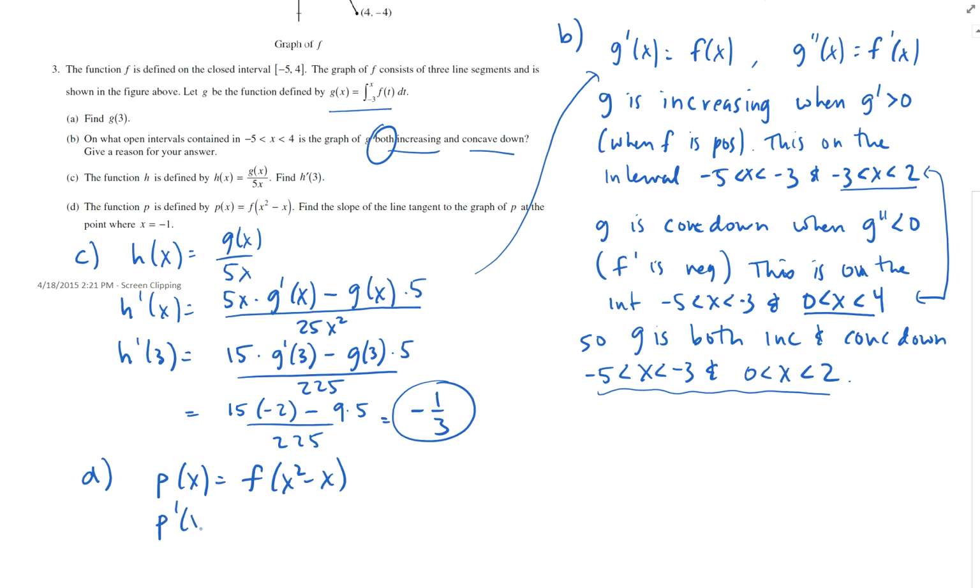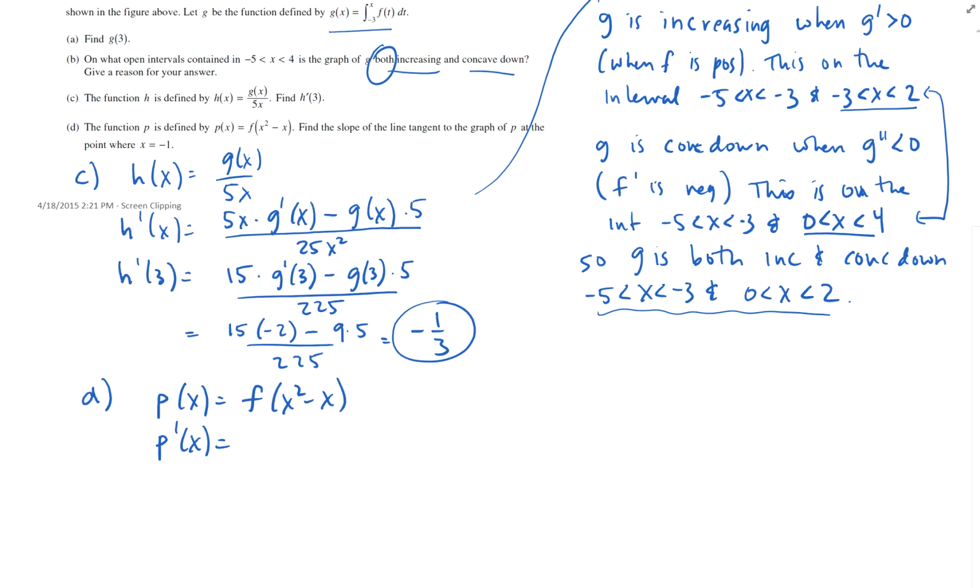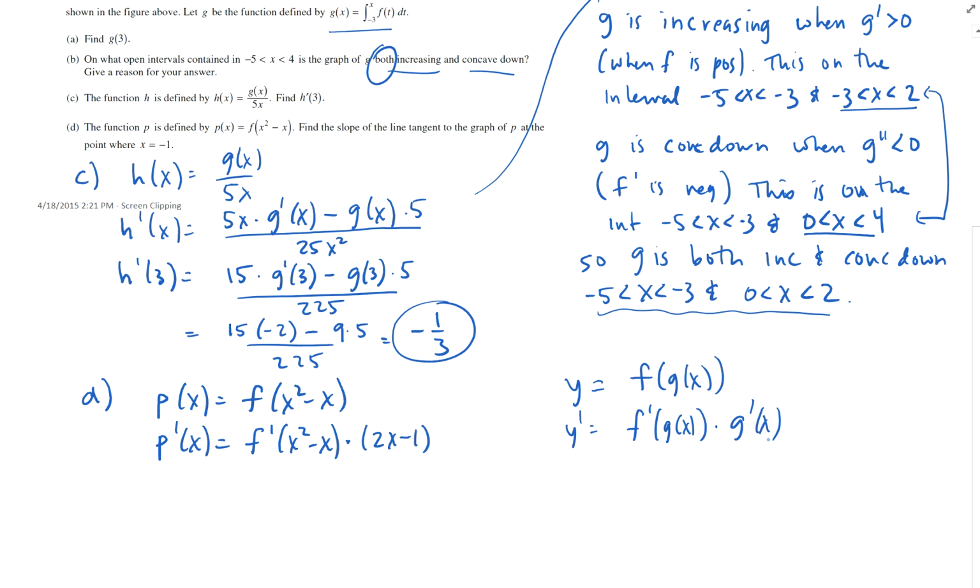So p prime of x would be the derivative of this. Well, that's f prime of x squared minus x. This is the chain rule, times the derivative of the inside. 2x minus 1. Now we've done this before, chain rule, I'll write it over here, f of g of x. Remember when we said, here's my y, and I said, what's y prime? Oh, chain rule. Outside, think M&M's, g of x, times the derivative of the inside. Don't forget this concept, you'll probably see it.